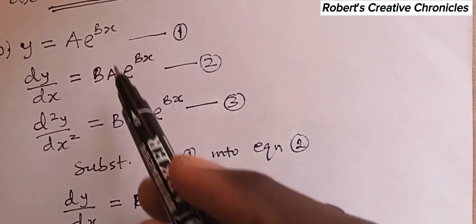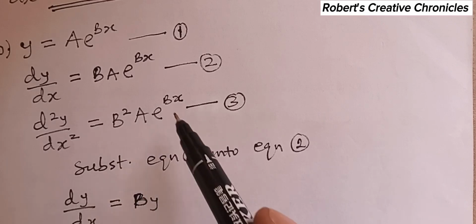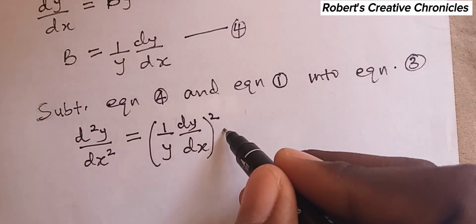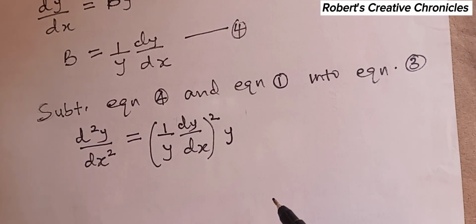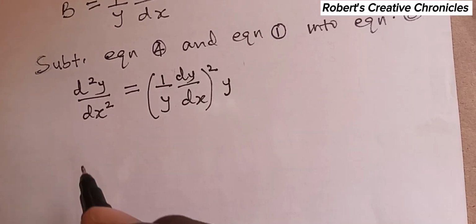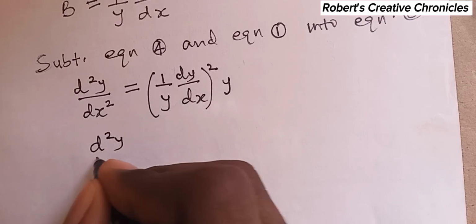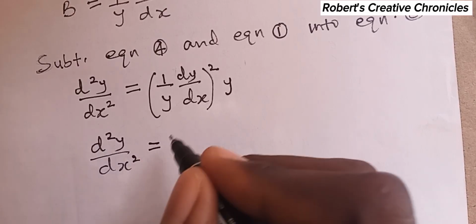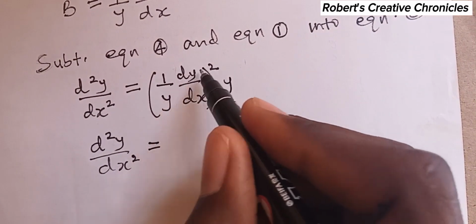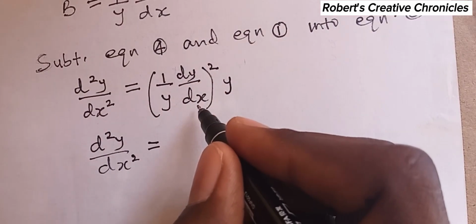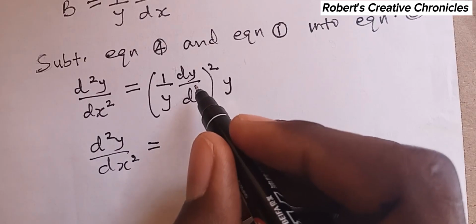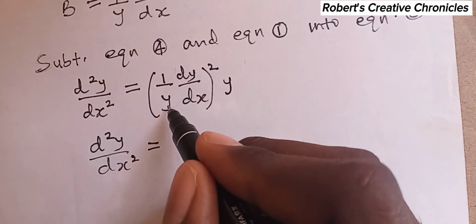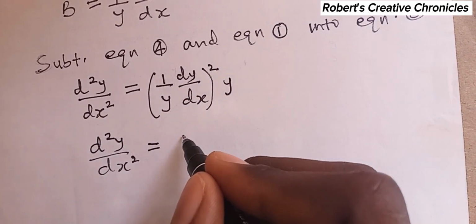So from equation 1, this whole expression a exponential bx is y. So we'll put y into it. So let's open the bracket. d²y over dx² equals, this will become y squared. If you square everything in this bracket, I will have dy over dx squared, then 1 over y squared outside. So we'll write it like this.